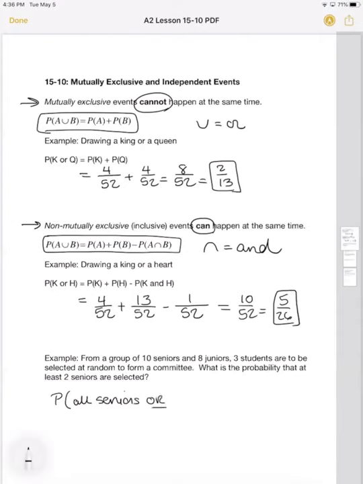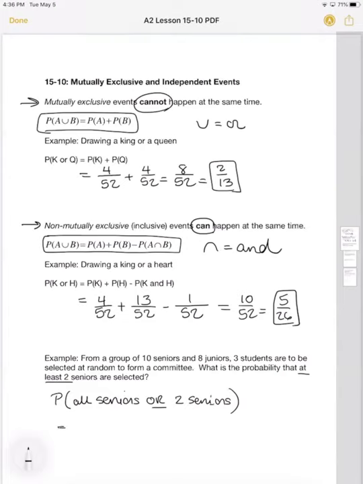Or the other option would be 2 are seniors, right? We're doing at least 2 seniors. Well, if you have 2 seniors, what's the other person going to be? The other person is going to be a junior. Now, I want one or the other to happen.